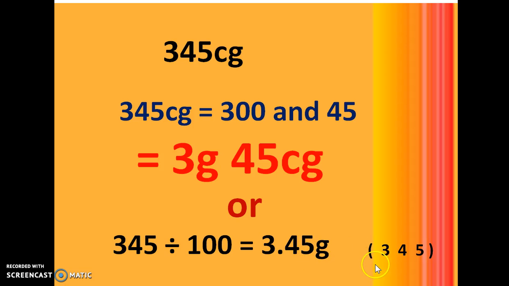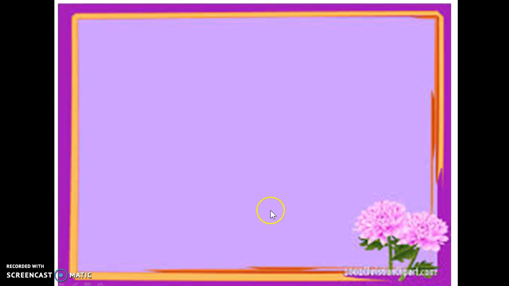This is the explanation. This 345 has no point within it, so you assume your point to be out here. You shift from the right to the left, because you want to express it in decimal, and you are dividing by 100. So you shift it 2 times. 1, 2. So you assume your point to be here, and instead we have 3.45. Let's see another question quickly.